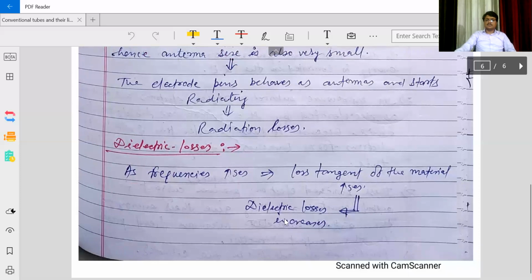And the last one is the dielectric losses. Dielectric losses: as the frequency increases, the loss tangent of the material will increase. And if the loss tangent of the material increases, then dielectric losses will increase, because dielectric losses are directly proportional to the loss tangent. So I hope you have understood the limitations of the conventional tubes or vacuum tubes.